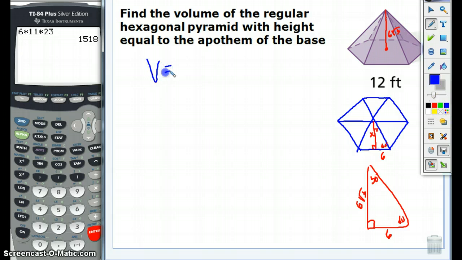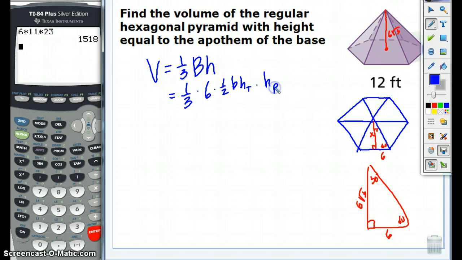Volume equals 1/3 area of base times the height. 1/3. The area of my base is, I got 6 triangles, where they each have a base and a height, and that's the height of the triangle. And then we have the height of the pyramid. So there's my formulas there. If you want to consider that to be the base, and this over here is the height.